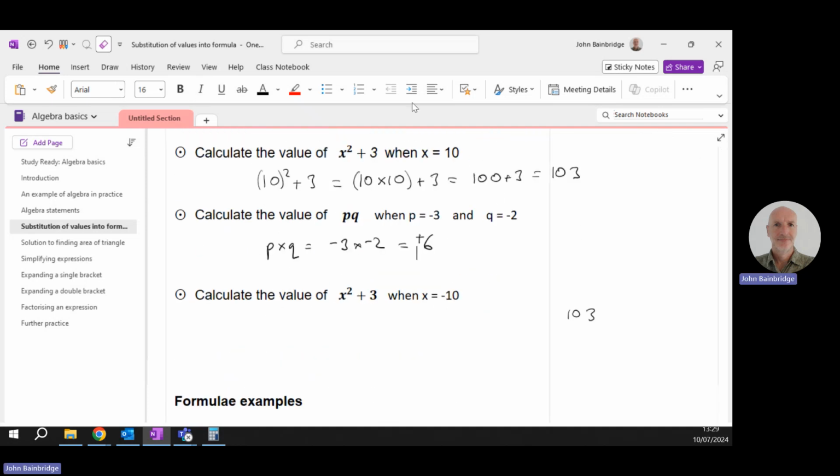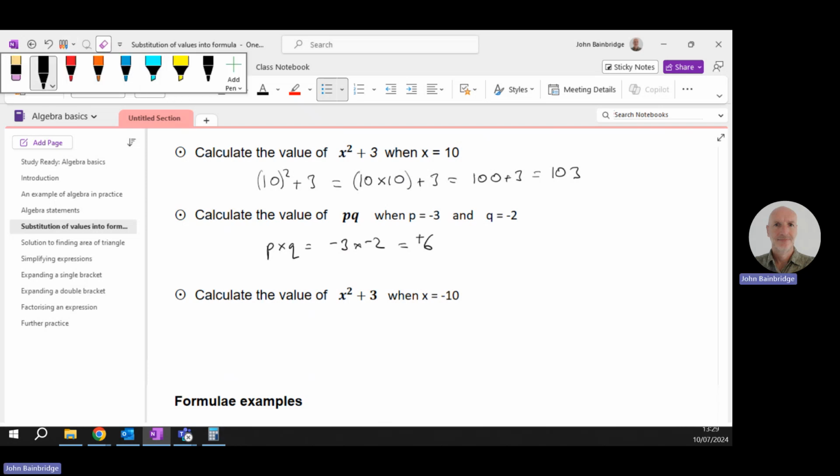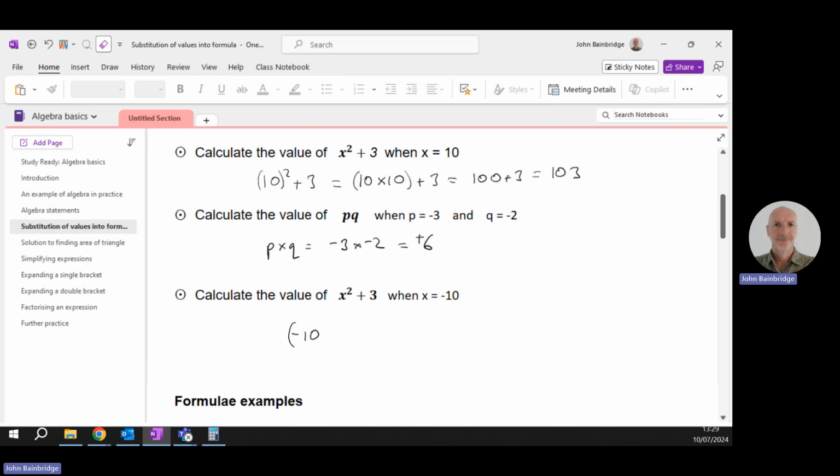And one more. So we've got x squared plus 3, and x equals minus 10 this time. So we've got minus 10 in brackets squared plus 3. So that's minus 10 times minus 10 plus 3. Minus times minus is a plus. So that's 10 times 10, it's going to make plus 100. Add the 3 equals 103.